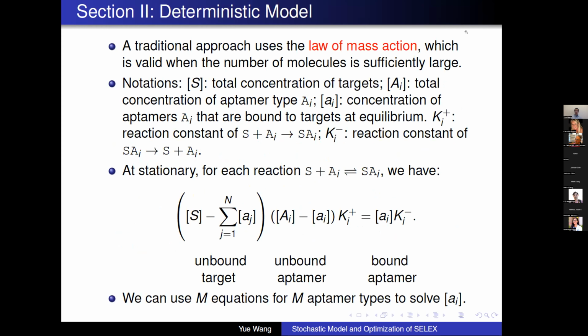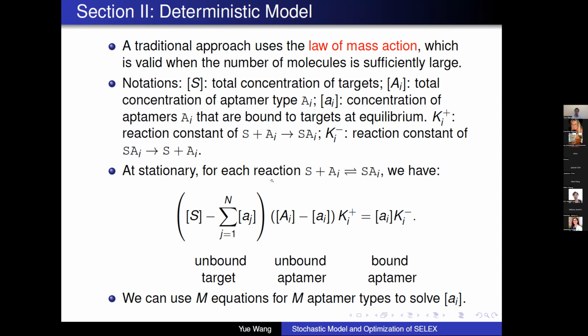A traditional approach uses the law of mass action. This law is valid when the number of molecules is sufficiently large. In this model, big S is the total concentration of targets. Big A_i is the total concentration of aptamer type i. And small a_i is the concentration of aptamers that are bound to targets. K plus and K minus are reaction constants.